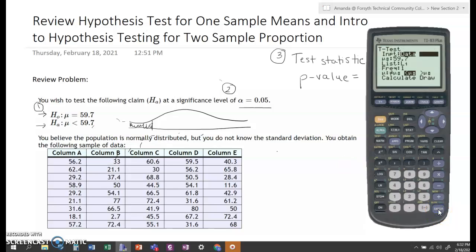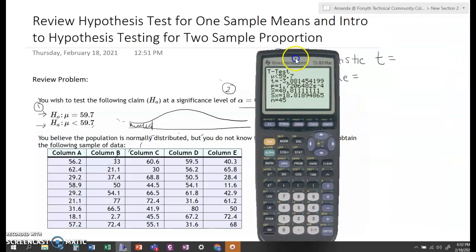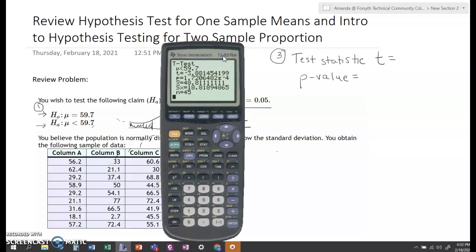The last example we had, we looked at stats. Now we want to look at data. So make sure that's blinking. Our null hypothesis mean is 59.7, so we enter it there. Use the list that you put all your information in. I used L1. Frequency will always stay at 1. And then we want that less than situation. We hit calculate. Move this over just a bit. So for my test statistic here, I get a negative 3.88.